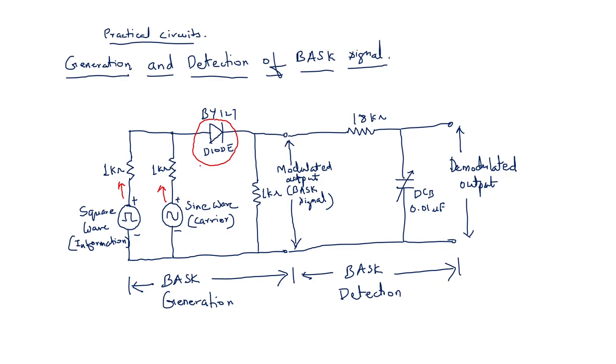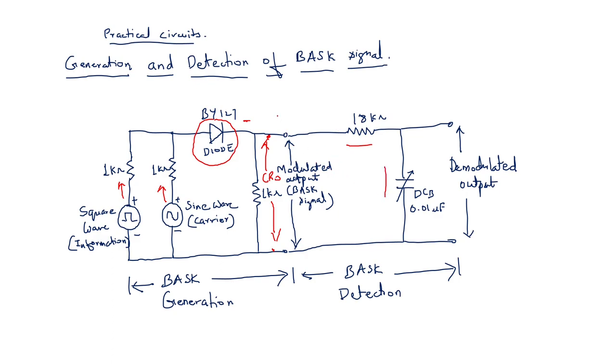Now a diode will act here as a multiplier, and at the output, whenever the binary information is zero, there will be no carrier. Whenever the binary information is one, the carrier will be present here. That will be your BASK waveform, which you can take across these two points on your CRO. This can be put on CRO, and on CRO you can view your BASK waveform. After that we have shown a low pass filter where R and C are connected. This will act as a demodulator.